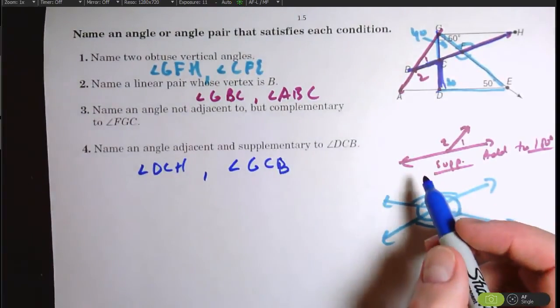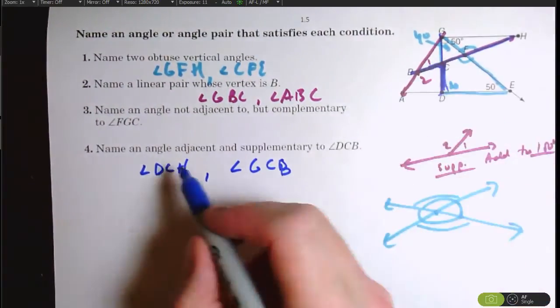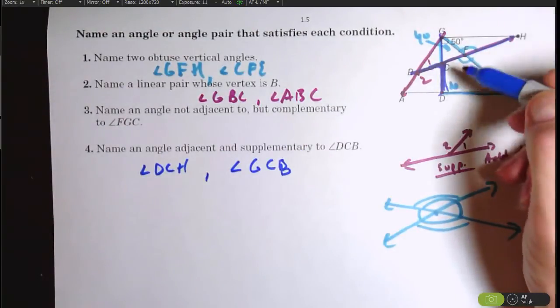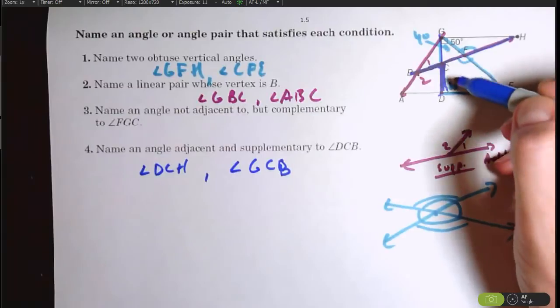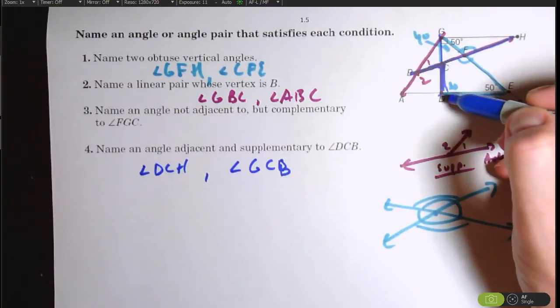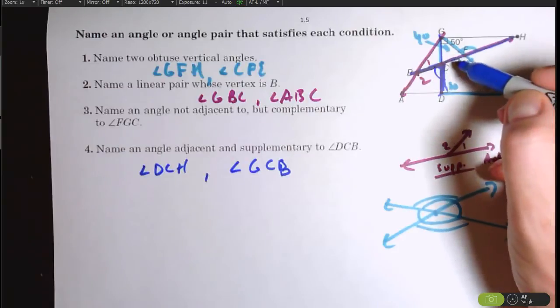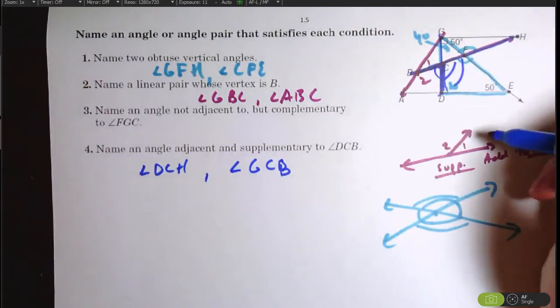Either of those work. The reason they work is that if they're adjacent and supplementary, they're forming a linear pair. So what we're basically asking is: can you give me an angle with DCB that gives us a linear pair? And we have one right here and one right here.